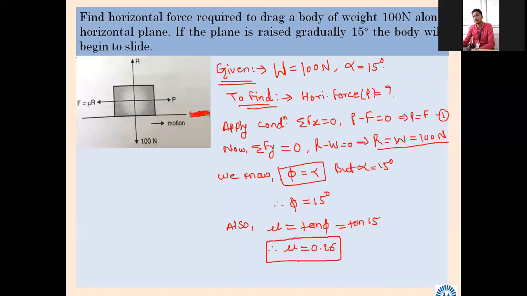And what we want to find? Now we want to find P. So P is equal to F. And what is F equal to? Mu into R. So mu we got 0.26 into what is R? 100. How much it will be? 26. Therefore, P is equal to 26 Newton.